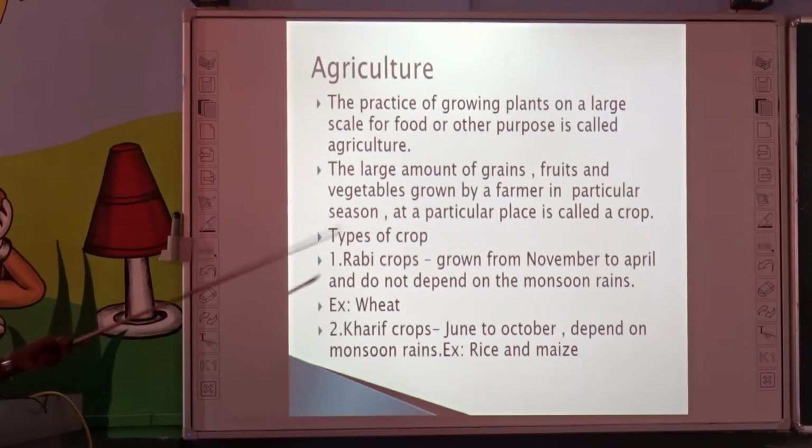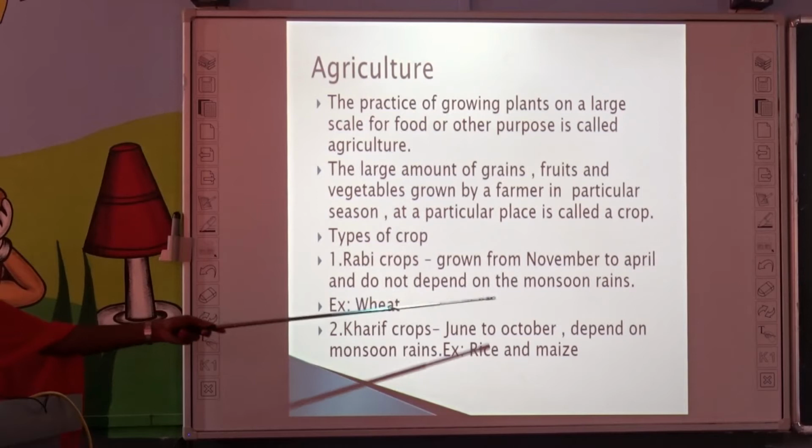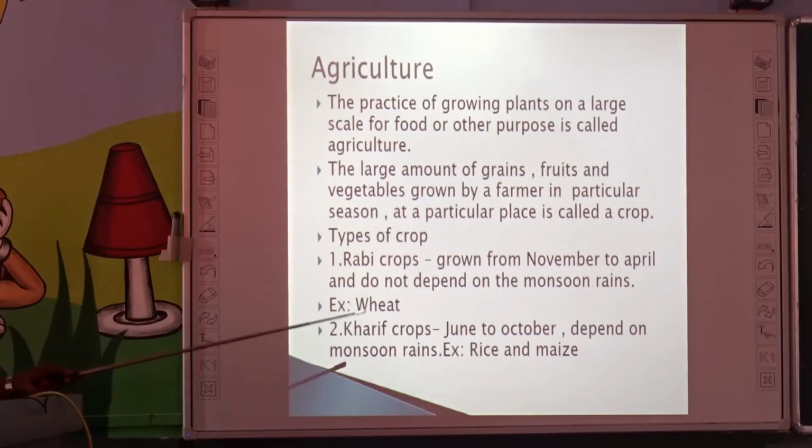Types of crops. There are two types of crops: Rabi crops and Kharif crops. Rabi crops grow from November to April and do not depend on the rainy season, the monsoon season. Example, wheat. Kharif crop.